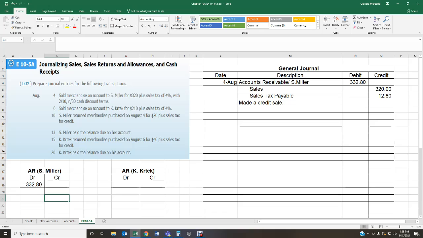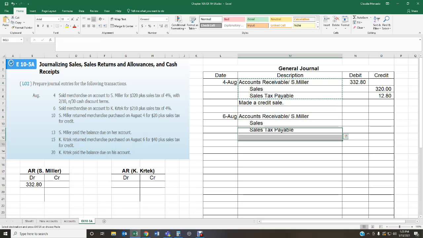On the 6th, you sold merchandise on account now to a different customer. This is Kurtek for $210 plus a tax of 4%. Now, if you notice, this customer does not have any discount terms. So no discount is being offered. They just have to pay me the $210, and that's it. Okay. So this is happening August the 6th. Okay. So on August the 6th, once again, and it's on account as well, we're going to use the same three accounts. Okay, so I'm just going to copy and paste them. Every time you have a sale on account, it's going to be those three accounts in that specific order.